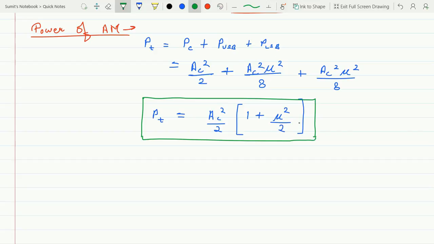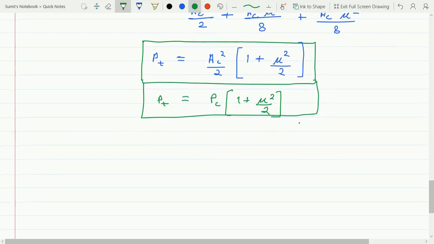So I can also write this formula as, because you know Ac square by 2 again here is the carrier power itself, so I can write it as PT equal to PC, the carrier power, times 1 plus mu square by 2. So you can make a few conclusions from this expression that I got here.